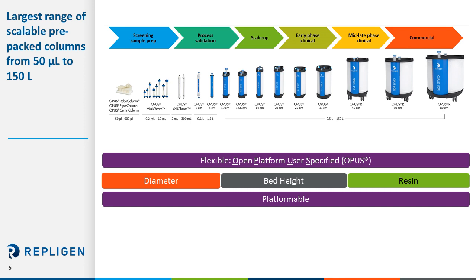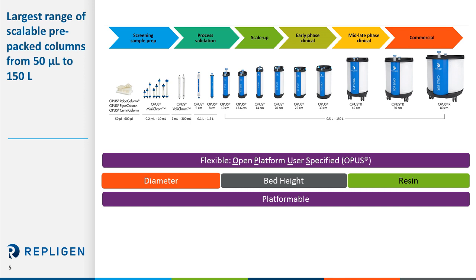Specifically, one of the biggest reasons for the growth has been the flexibility in choices that OPUS columns allow, from very large to very small. And this slide shows the complete range of columns and the choices that an end user would have with diameter, bed height, and resin, which makes the columns very platformable no matter what the application.